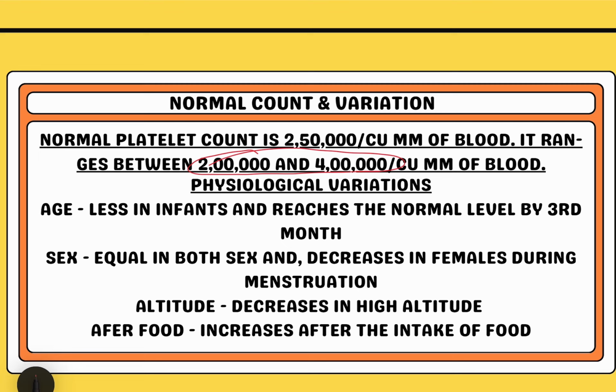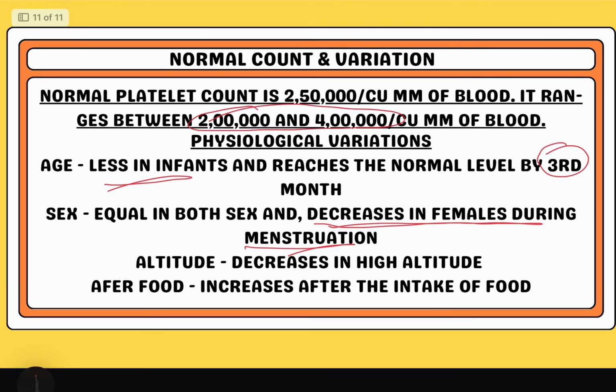For example, if we look into the age factor, the platelet count is generally less in infants, but it reaches the normal level by the 3rd month. If we talk about gender, it is equal in both male and female. However, in females, it decreases slightly because of menstruation. If we talk about altitude, it slightly decreases at high altitude, and another factor is that after intake of food, it slightly increases.